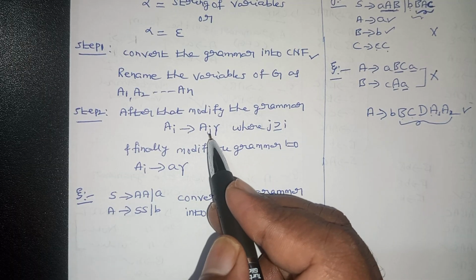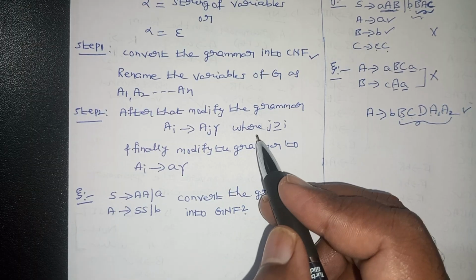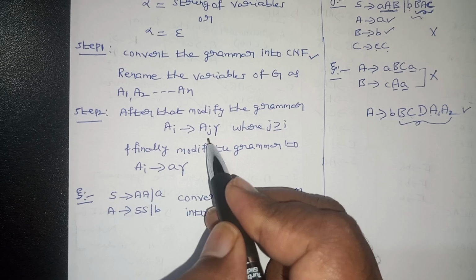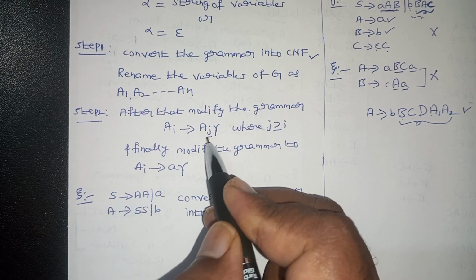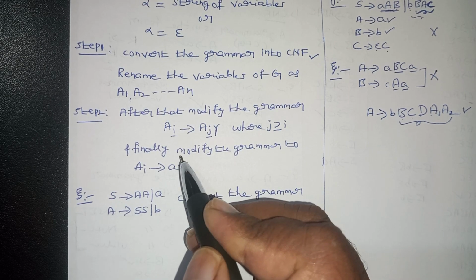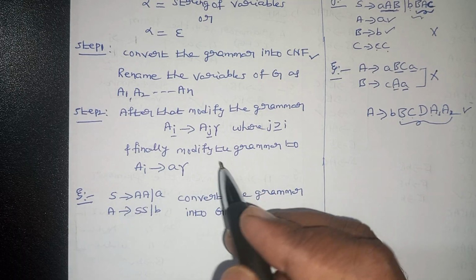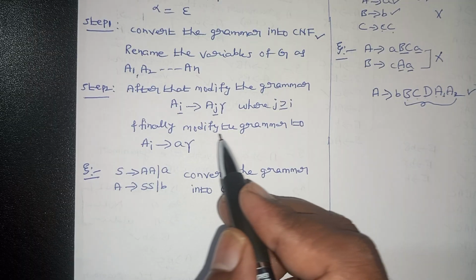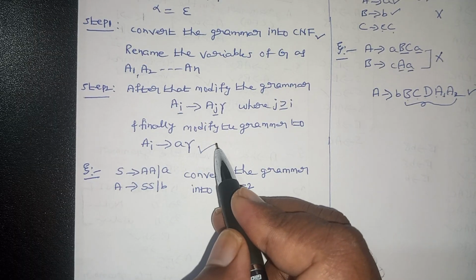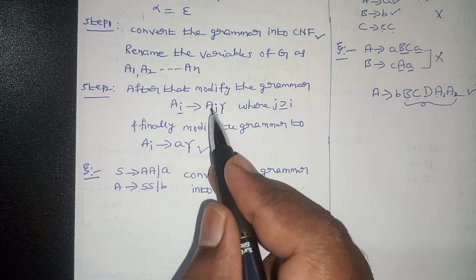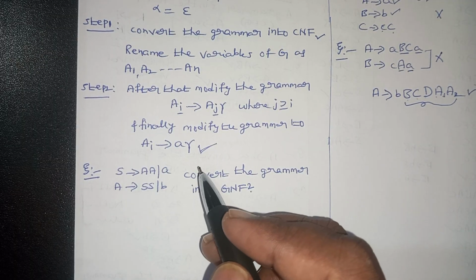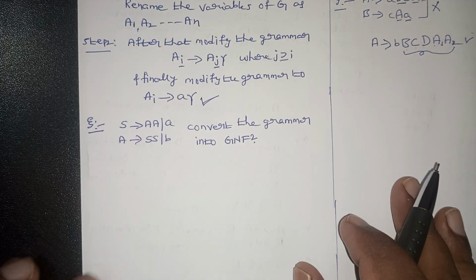Ai tends to Aj gamma, where j is greater than or equal to i. It means whatever the j value is, it must be greater than i, or equal, no problem. I will take an example, it is very easy to understand. Finally, you have to modify the grammar to the Greibach normal form. After doing this, you have to convert the grammar like this.